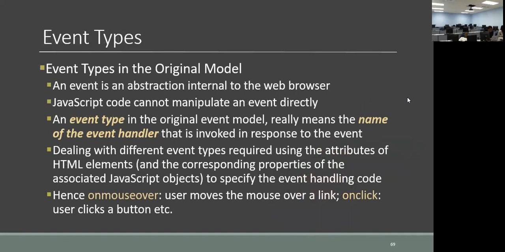Now, event types in the original model. Events are abstractions that are sent via the web browser to the DOM. So you can't use JavaScript to actually manipulate the event directly. What JavaScript sees are event types. It's almost like an event handler that gets called in response to a user. JavaScript can't take the event.